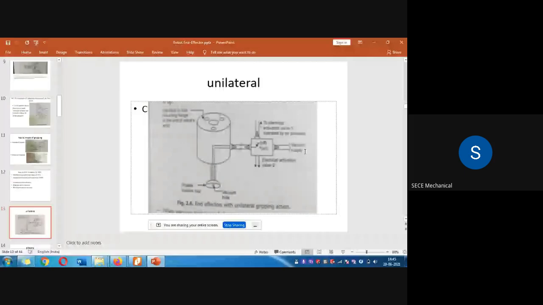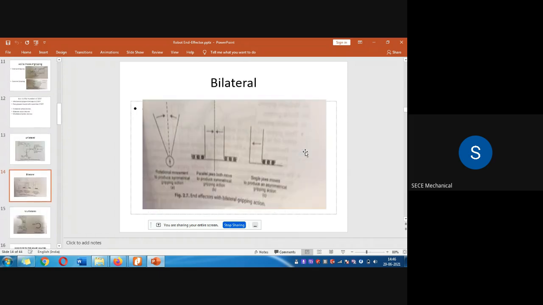How we are holding an object: one part will be stationary and another will be screwed up to tighten the object. So likewise, in unilateral, one part or side will be stationary and another will move. And the second is bilateral, where the actuating will be done from both the ends.